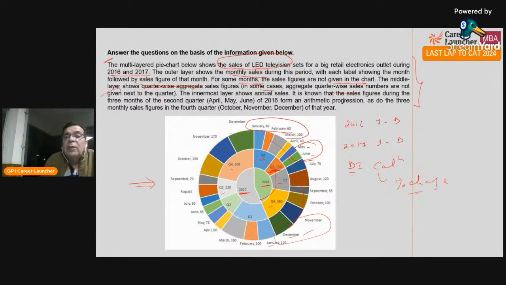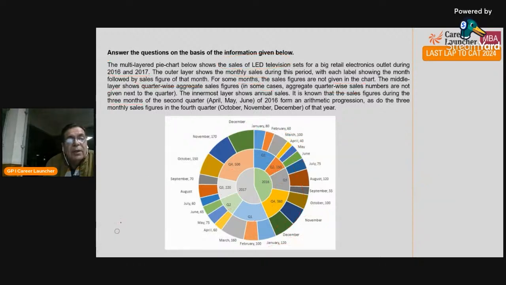Let me just erase everything so that there's no confusion. It is known that the sales figures during the first 3 months of the second quarter, April, May, June 2016, form an arithmetic progression. As do the 3 monthly sales figures for the fourth quarter, October, November, December of the same year. So October, November, December of the same year also form an arithmetic progression.